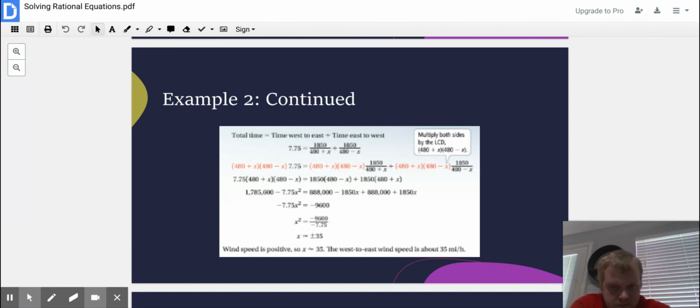So again, we cannot have a negative wind speed. So again, that essentially tells us that the only answer that we can have is a positive wind speed, which is 35. So that means that the west to east wind speed is right around 35 miles per hour. Okay. Again, you can't have a negative wind. That's why they got rid of the negative answer there.